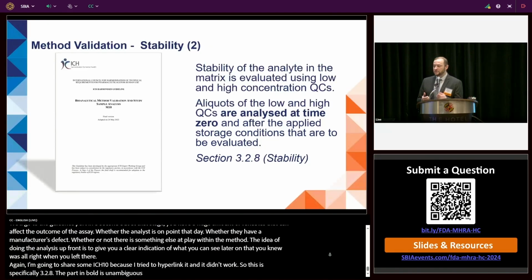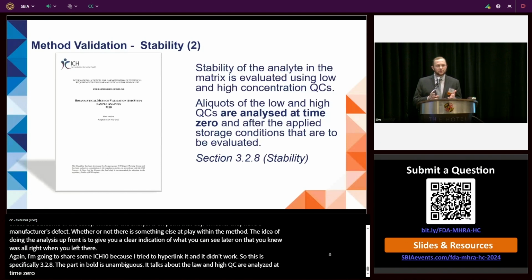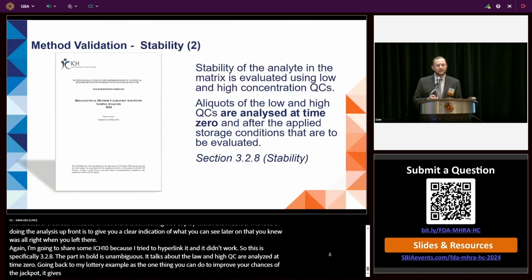It talks about aliquots of low and high QCs being analysed at time 0. Going back to my hamstrung lottery example, it is the one thing that you can do to improve your chances of the jackpot. It gives you future information about it being okay at the time. And it's a missed opportunity if you don't take it.